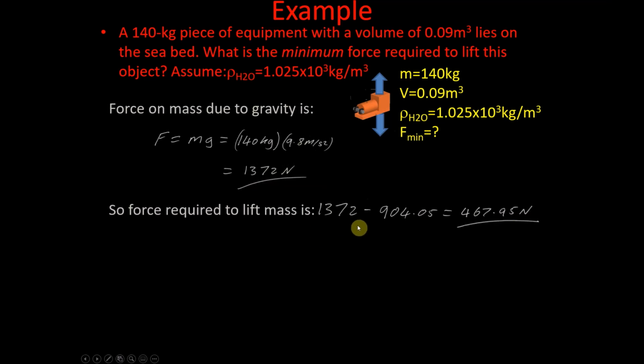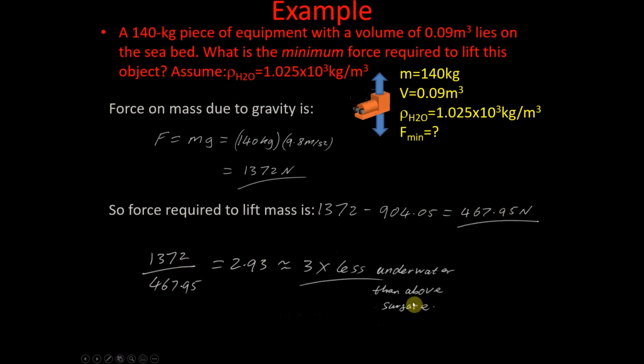So, as incorrectly stated in the previous slide, the force required to actually lift the mass is the difference between mg and the buoyant force. 1372 minus the 904 in the previous slide will give us 467.95 newtons that we need to apply to lift the object. This being about, if we look at the ratio, 2.93. So this thing weighs about 3 times less here underwater than it will once we get it above the surface.